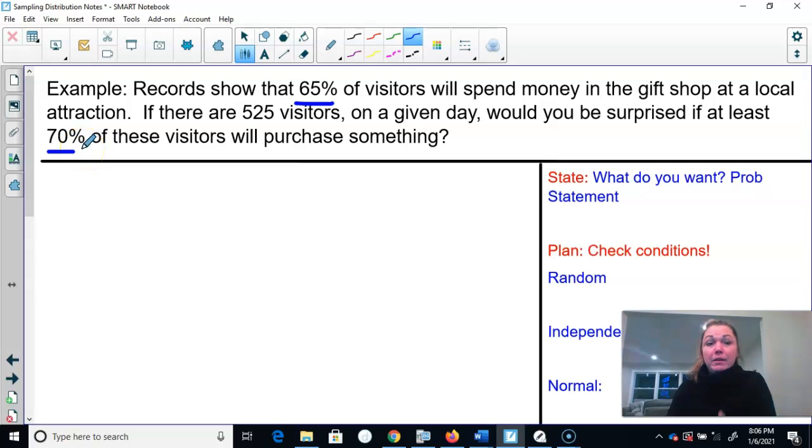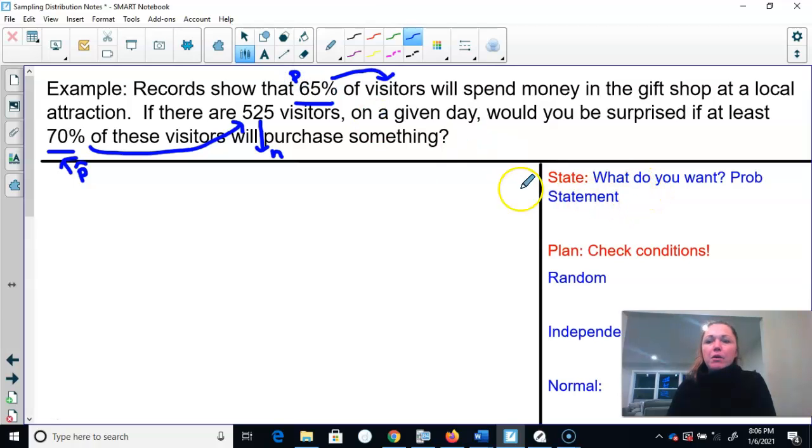What is 70% describing? This is what you have to ask yourself. Is it describing the population or is it describing the sample? And this 70%, this is describing the sample of 525 of these visitors right here. So this is my lowercase n. 65%, this is describing all visitors. So 70% is describing the sample. So this right here is our p hat. And this right here, because it's describing the population, all visitors, this is our p.